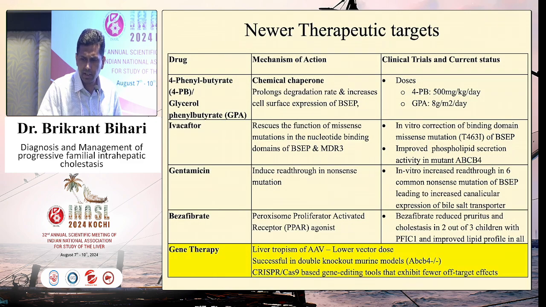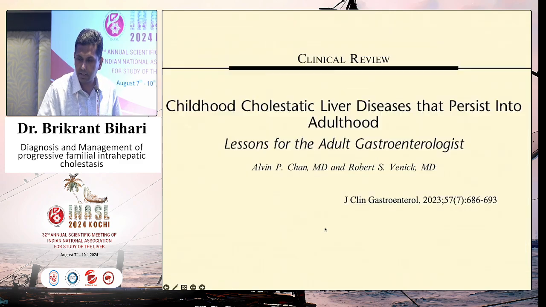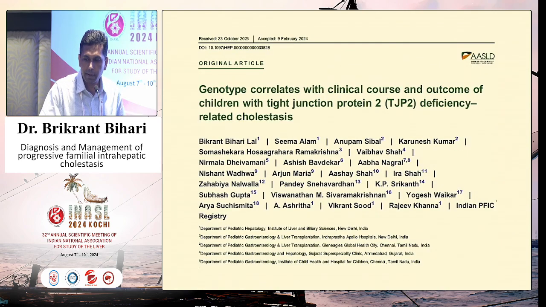Newer therapeutic agents are all basically chemical chaperones or based on gene therapy. Gene therapy may have a role, especially with AAV vector which has liver tropism and has been successful in several mice studies. I would refer everyone to read this paper where it has been very well described in a review, especially for the adults, how the patients who progress from pediatric to adult liver disease behave. And I also refer to this paper from the Indian PFIC registry because it's the first paper that determines how the genotype affects the outcome. There are a couple of other papers which have come, which I am not pointing out here.